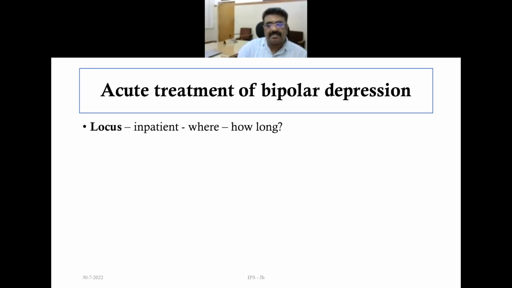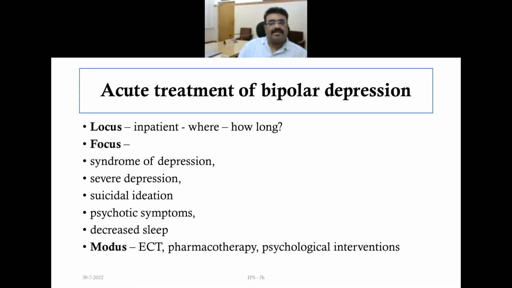If you remember the case vignette, with that kind of history, I would probably treat this patient as an inpatient. The next thing is, what are your targets of treatment? More often than not, it is a syndrome of depression that we'll be treating. It's a severe depressive episode. In addition, the patient has suicidal ideation, there were psychotic symptoms and decreased sleep. Each of these has to be given importance in the acute management.